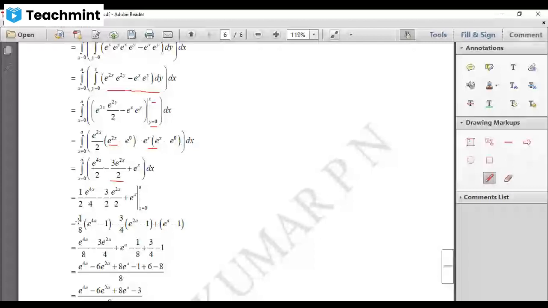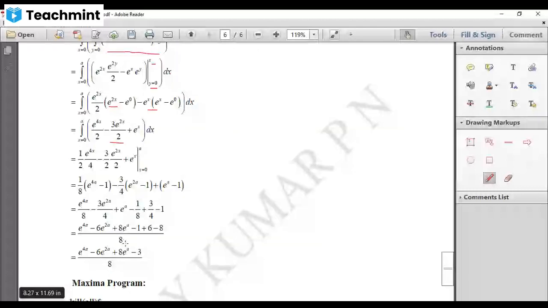Now apply the limits. 1 by 8, 2 into 4 is 8, so 1 by 8. Apply the upper limit: e to the power of 4a minus e to the power of 0. E to the power of 0 is 1. Minus 3 by 4, the constant, remains as it is. Upper limit e to the power of 2a minus lower limit e to the power of 0, which is 1, plus upper limit e to the power of a minus lower limit e to the power of 0, which is 1. If you multiply and take the LCM, you'll get this much, right?